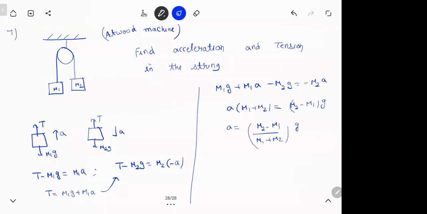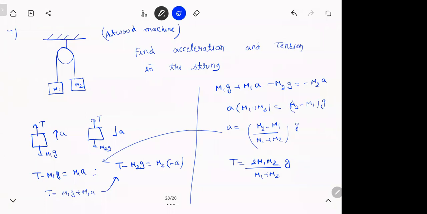Now see, if M2 is greater than M1, my assumption is right. You get positive. If M1 is greater than M2, I'll get a minus sign, meaning it is not going this way, it is going the opposite way. Now, once you get this acceleration, take this and put it in the first equation. I'm not solving, I'm just giving the result. The tension will come this way. These are the two results for an Atwood machine, the acceleration and the tension.